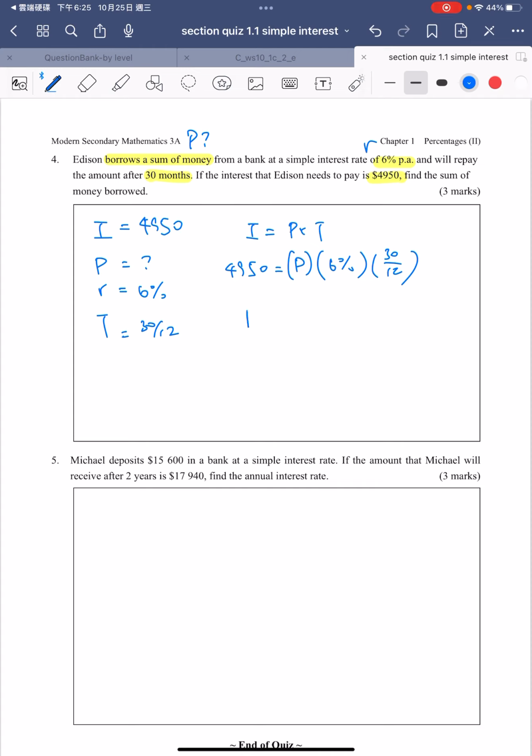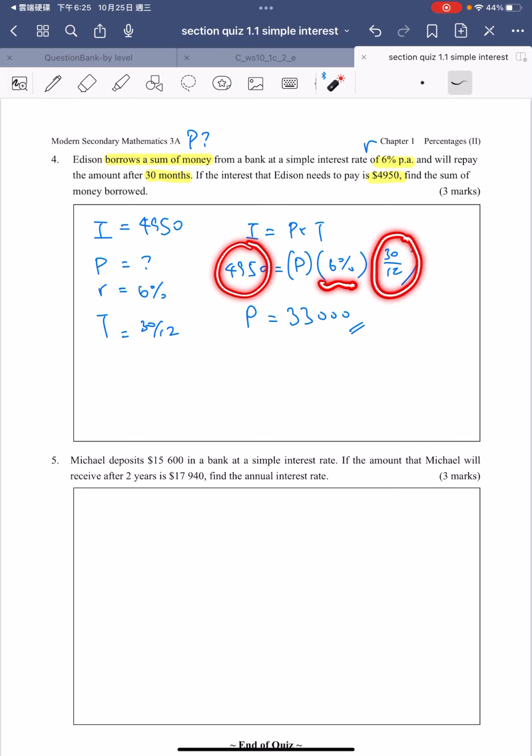Then you can get the principal is actually equal to what? 4950 divided by 0.06, and then you divide by 30 over 12, then you can get the answer is equal to 33,000. Okay, so just be careful about how to use the calculator. So again, we want to find out the P. What we want is to use the 4950 to divide the 6% first, and then you use the answer to divide this fraction as well.